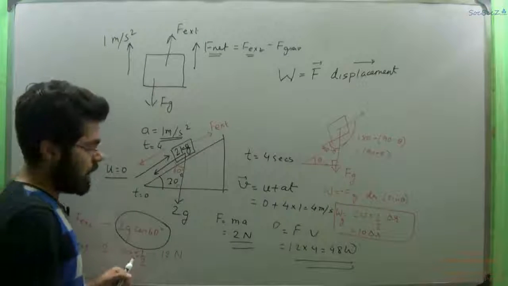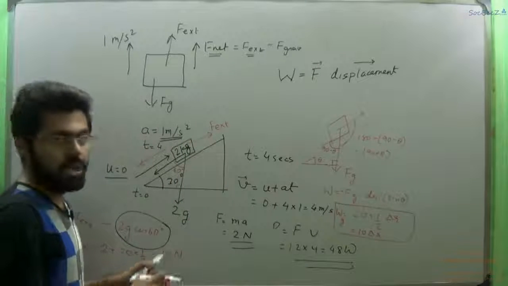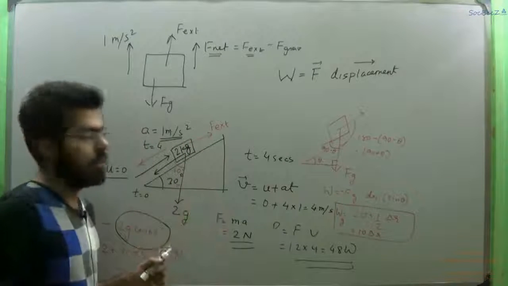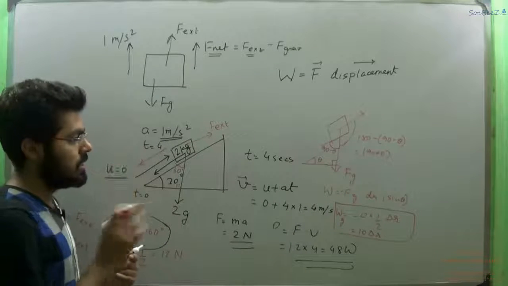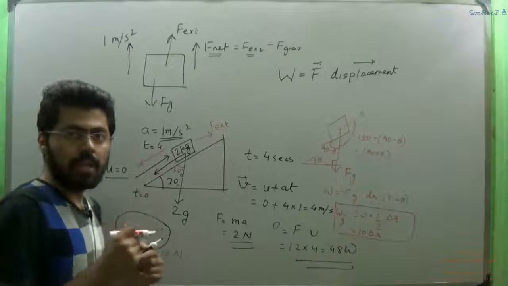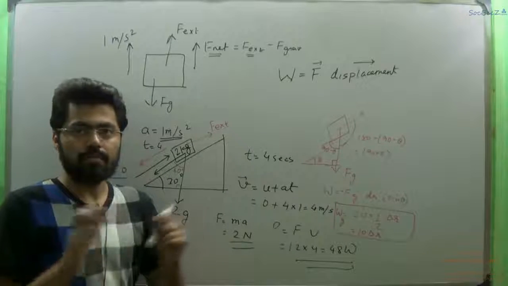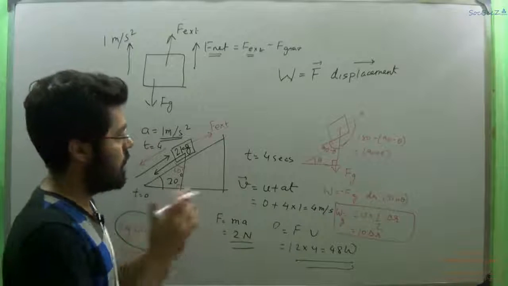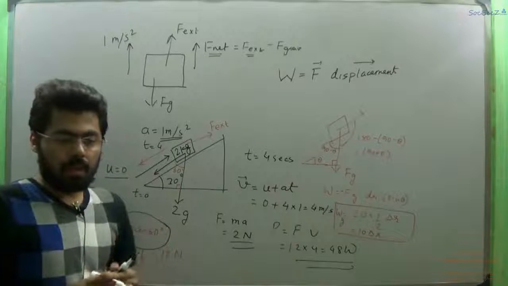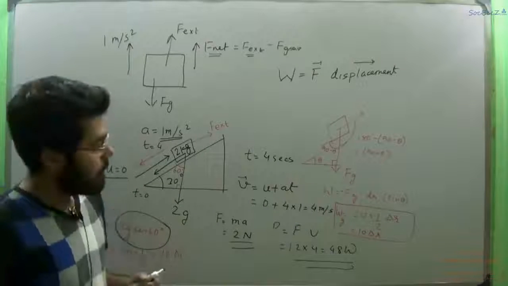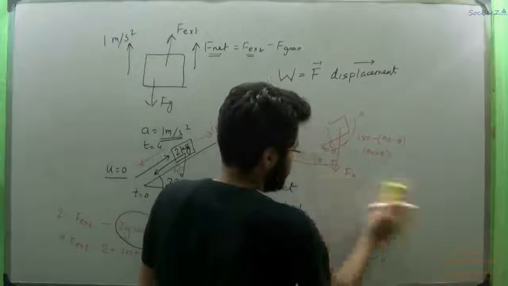And this 48 watt which we calculated is by the external agent, the external machine which is pulling the block up. So every time while calculating work, just take into consideration which force is being asked for. Sometimes, actually most of the times, they vary from force to force. So we can take another example.